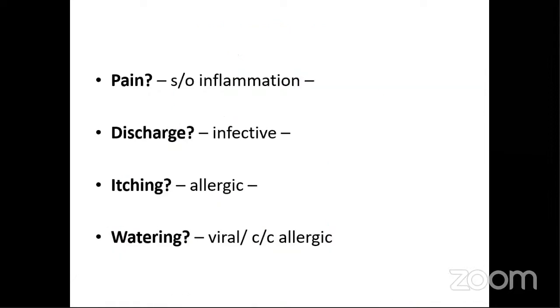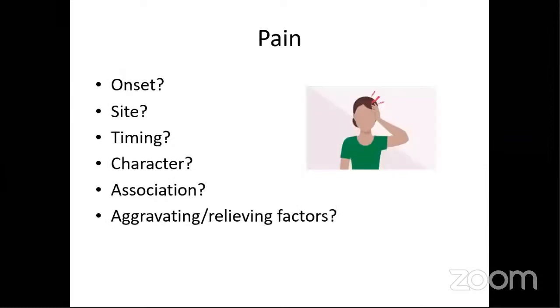So in a nutshell, if there is pain, it is suggestive of inflammation, especially of the uvea and cornea. It is very sight-threatening. You have to do a proper clinical examination. And if there is discharge, it is usually infectious, so we have to tell the patient there is a chance of spread to others. And if there is itching, especially severe itching, it is usually suggestive of allergic etiology. And if there is watering, it could be due to a viral or chronic allergic pathology.